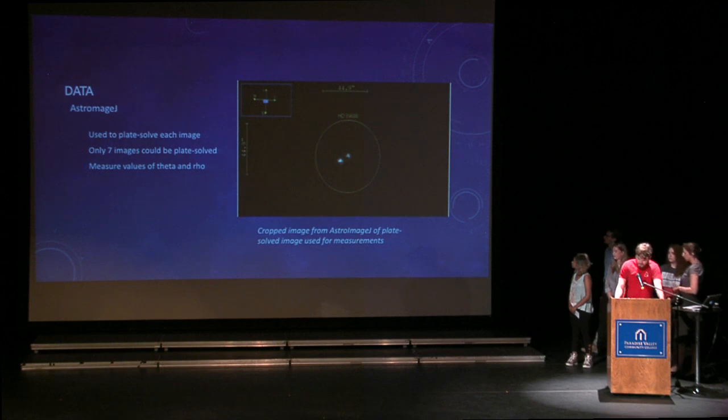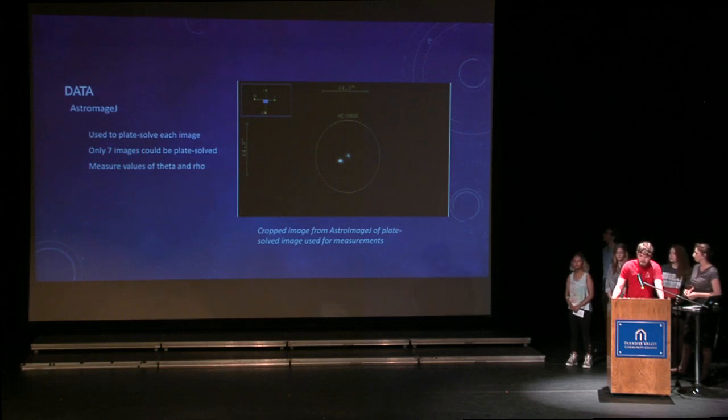Using the program was relatively easy when it worked. All we had to do was just click and drag between the stars, and the program would do the heavy lifting and calculate the values for us. So overall, it was very easy to use. It was just a matter of getting it to work that was difficult.